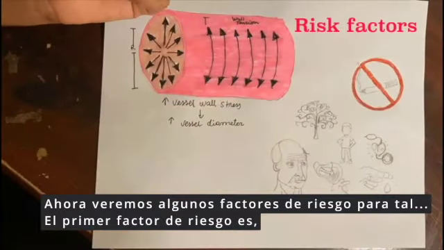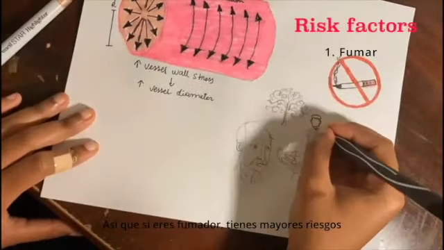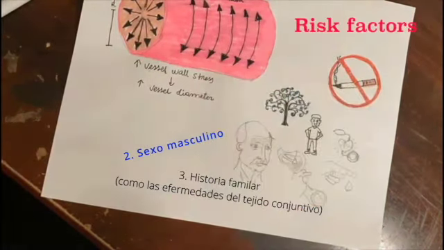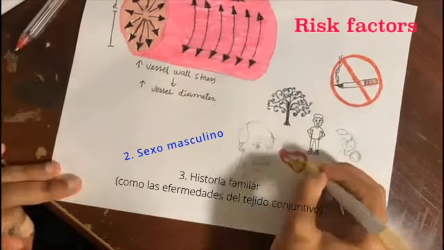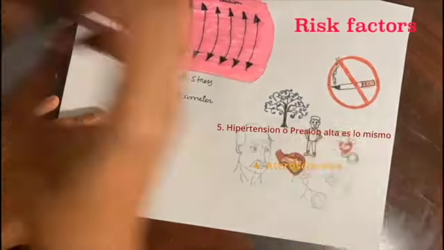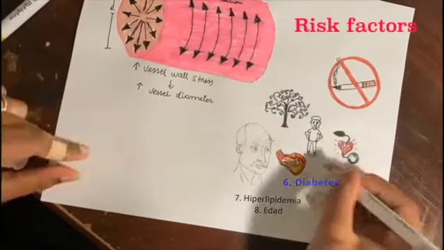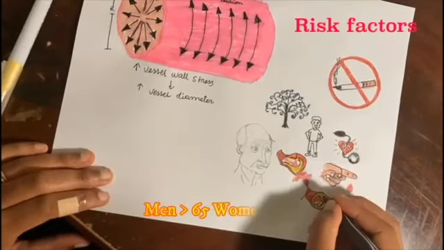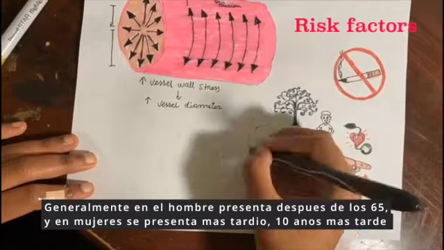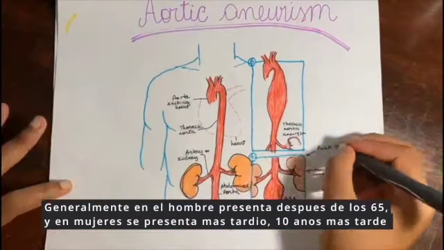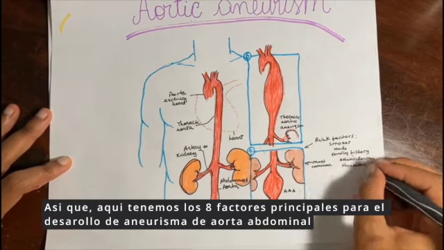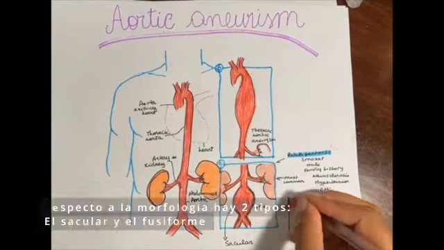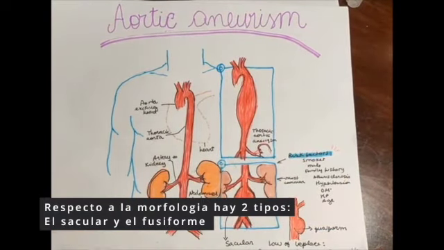The first risk factor is smoking. So if you're a smoker, you have a higher risk. Being a male, family history like a connective tissue defects, then we have atherosclerosis, hypertension or high blood pressure is the same thing, diabetes, hyperlipidemia, and age. Usually in men above 65 and women it presents in latest age, like 10 years later than in men. So here we have the 8 main factors to develop the aortic abdominal aneurysm. Regarding the morphology, there's 2 types, the saccular and the fusiform one.